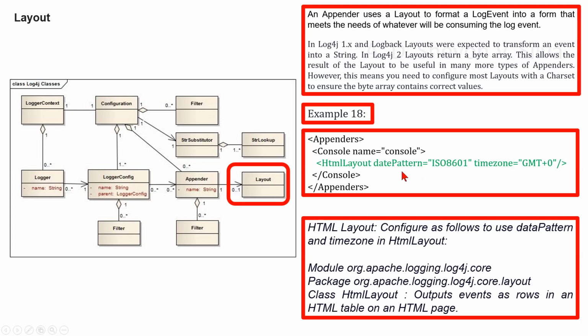string, date format for the logging event. The default is JVM_ELAPSED_TIME, which outputs the milliseconds since the JVM was started. Time zone: string, time zone ID of the logging event. If not specified, this layout uses java.util.TimeZone.getDefault as the default time zone. Like the date pattern of the pattern layout, you can use a time zone ID from java.util.TimeZone.getTimeZone. Configure as follows to use the date pattern and time zone in HTML layout.